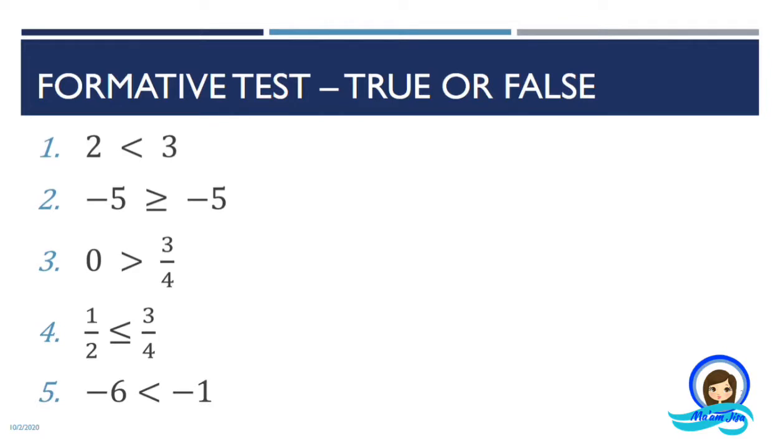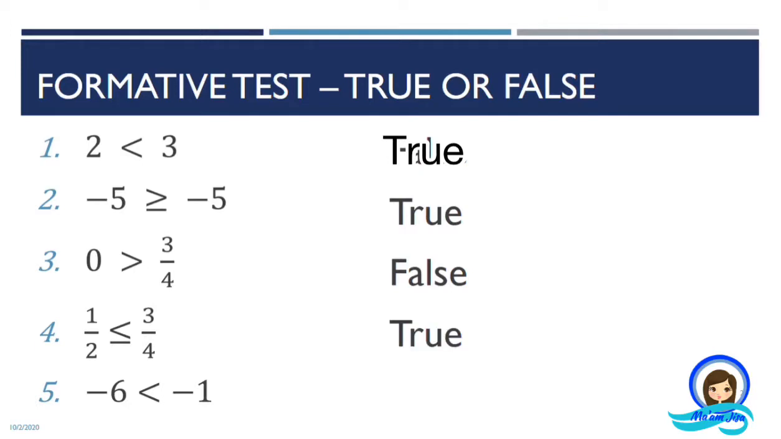For number 1, 2 is less than 3 is true. Number 2, it is of course true. It's because we have this symbol, or equal to, the bar below. Next, 0 is greater than 3/4 is false. Number 4, it's of course true. 1/2 is indeed less than 3/4. And number 5, -6 is less than -1 is true.